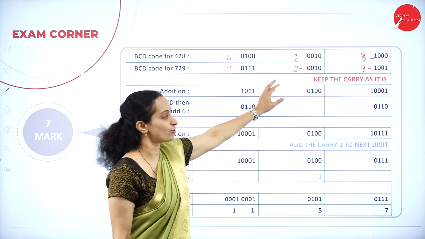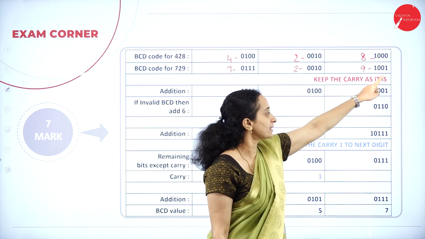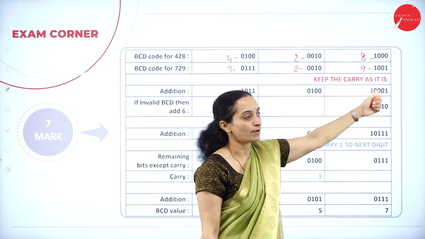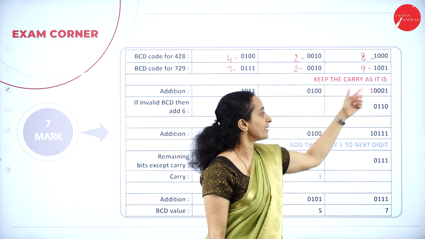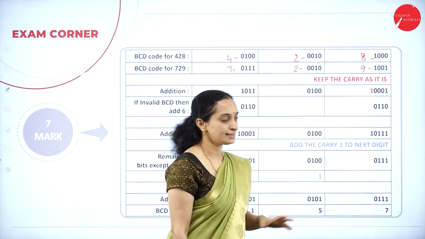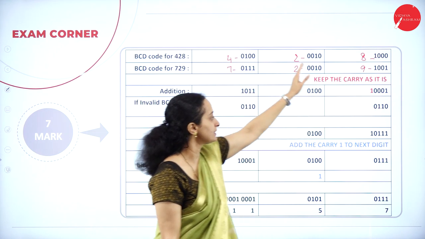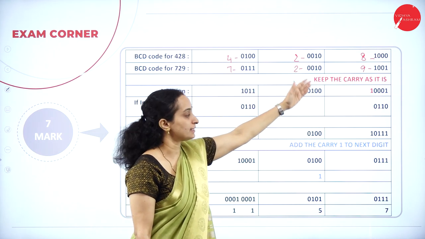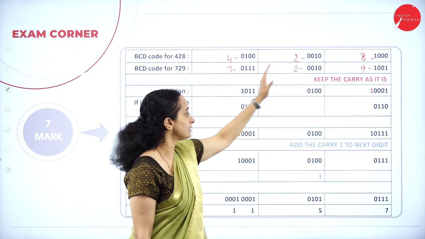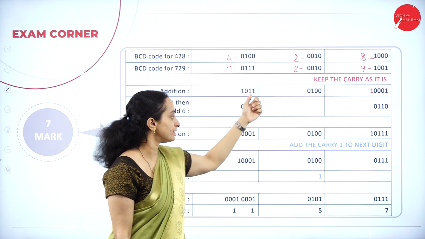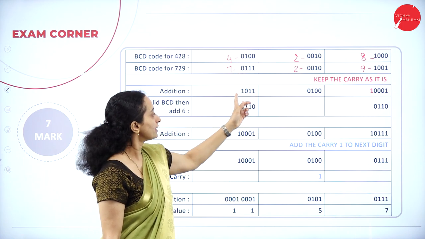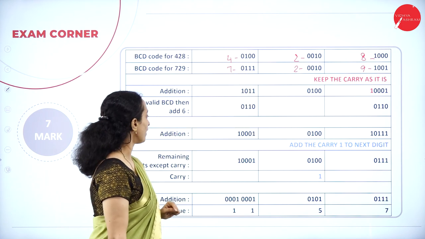Then make the addition of those two numbers. You'll get 0, 0, 0, 1 with a carry 1. Keep the carry as it is. Don't do anything with that. Keep it as it is. Then come to the next digit. Add them, 0, 1, 0, 0. Then you have another digit. Add them. You'll get 1, 0, 1, 1.